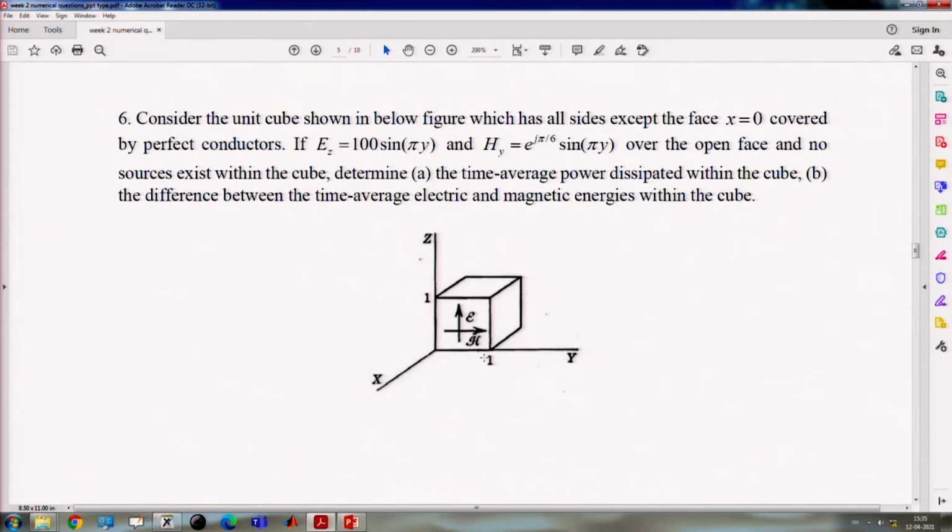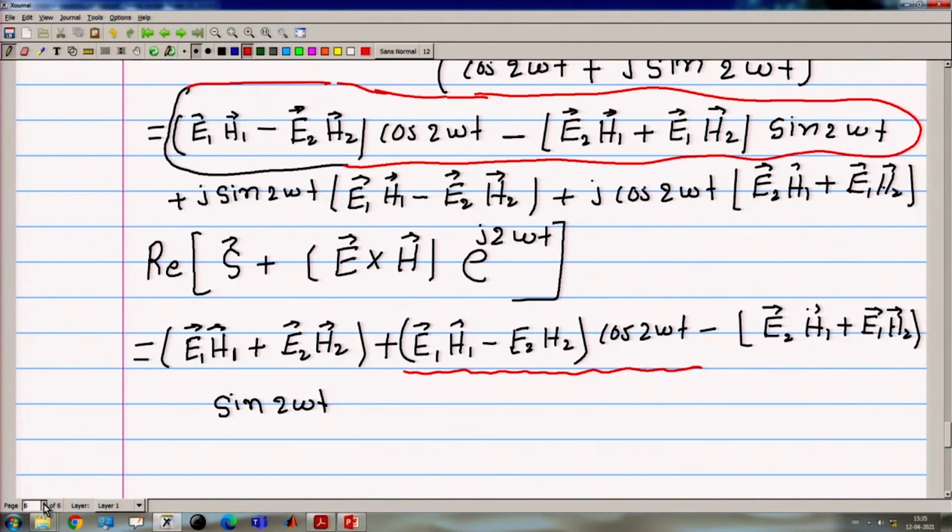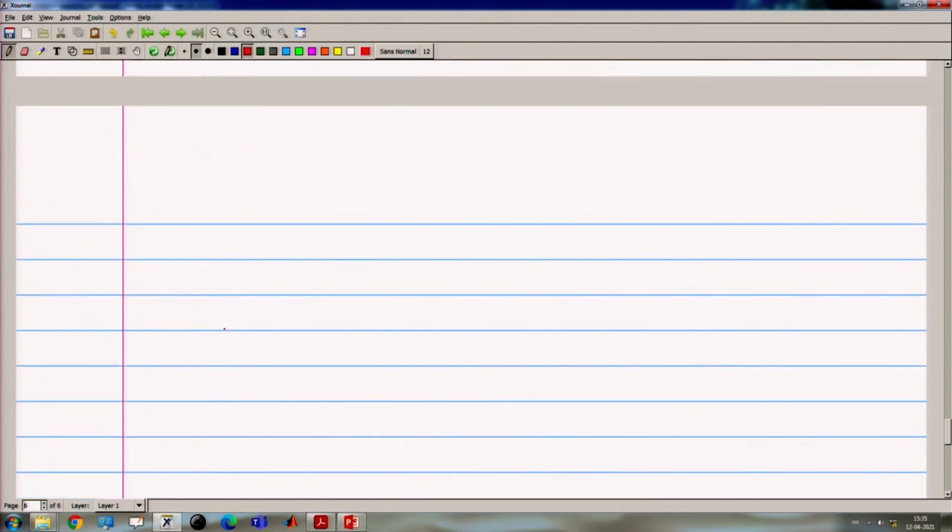So, let us do this. At x equal to 0 it is open. So, for x equal to 0 we can write the dS vector as, since it is the open face, d y d z into u x. You can see x equal to 0 means it is the yz plane.